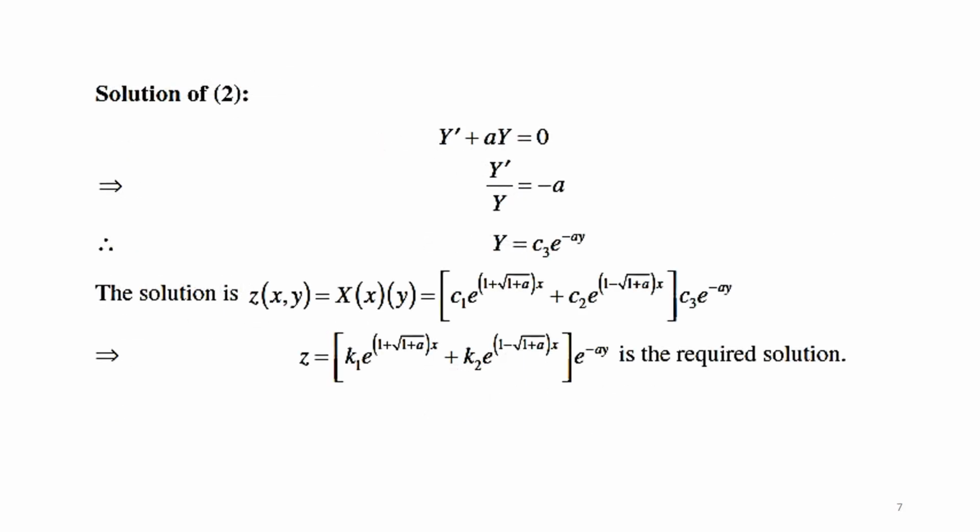To solve Y dash plus aY equal to 0, so Y dash by Y is equal to minus a. On solving this, you will get Y is equal to c3 e power minus ay. So you will get the required solution for u equal to XY.